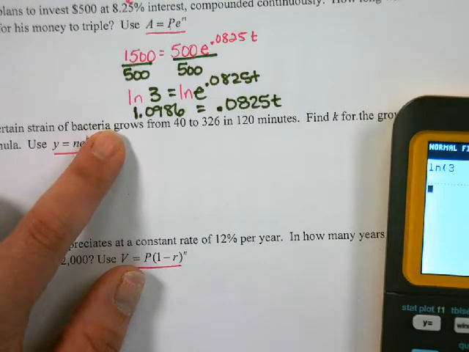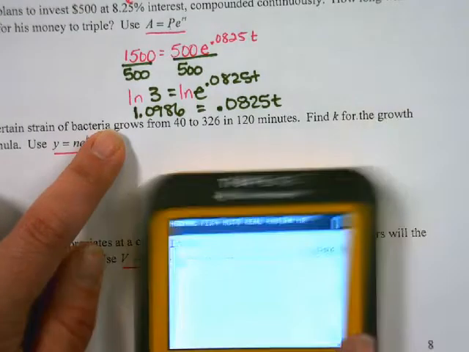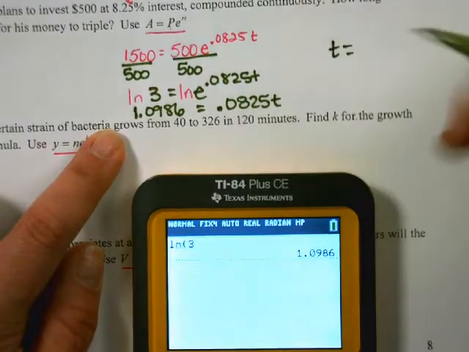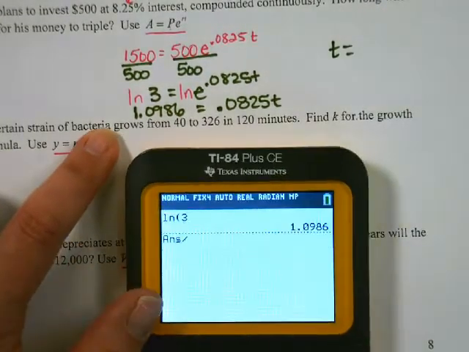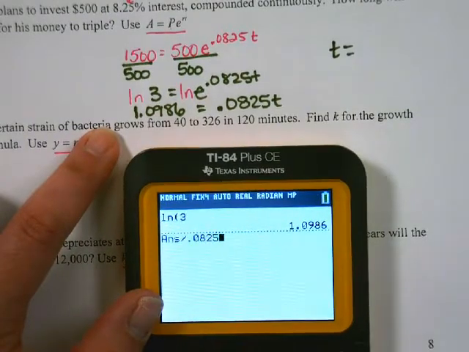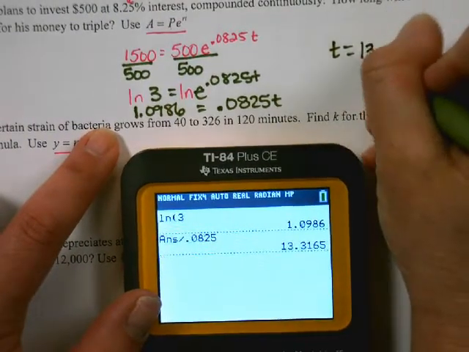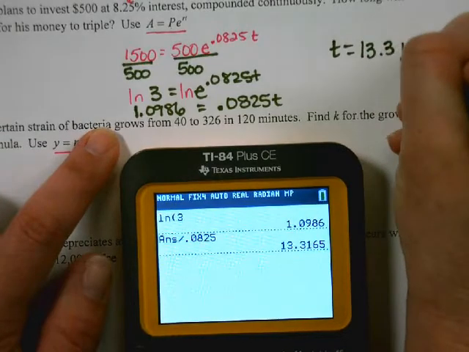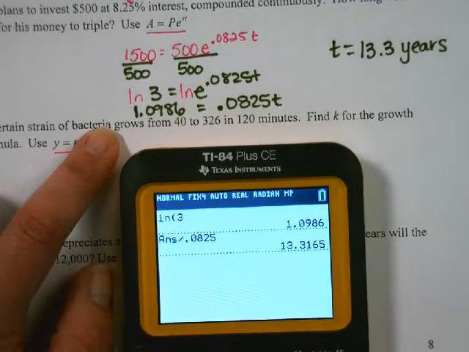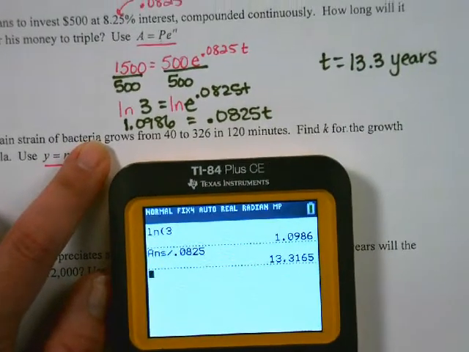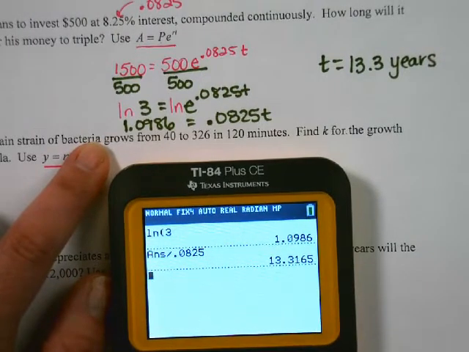Now what? Divide by 0.0825. 13.3165 years. It's not bad.